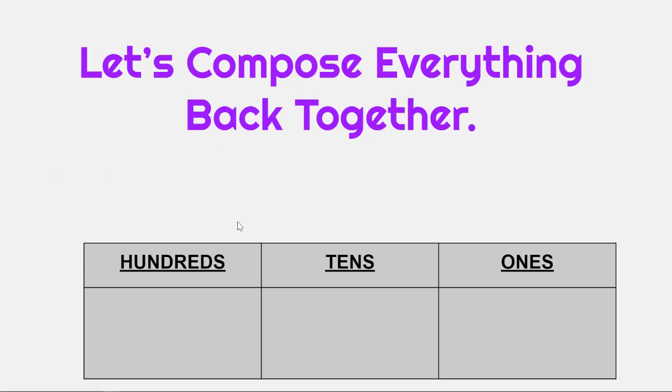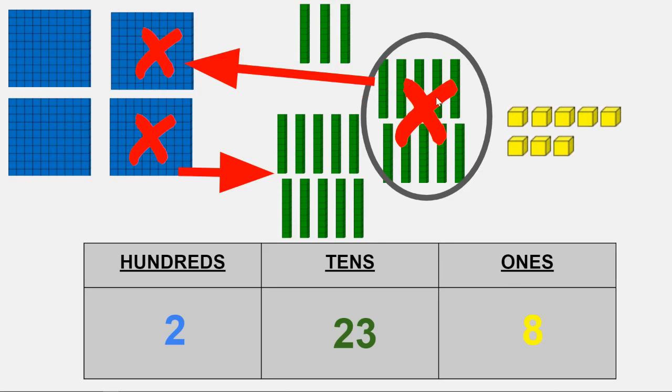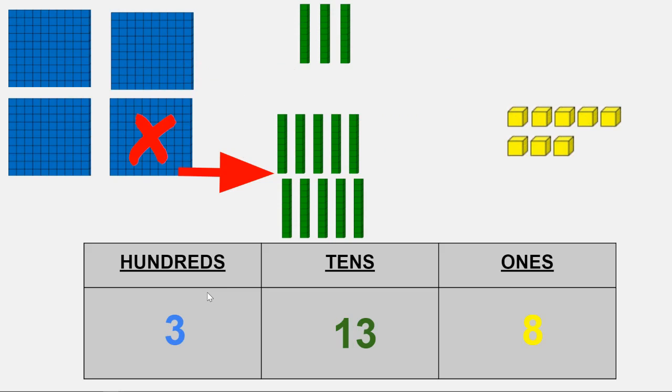Let's find out. Second graders should be able to compose everything back together again. So let's do that. So we have, again, our 2 hundreds, 23 tens, and our 8 ones. Let's start by composing 10 tens back into one of our hundreds. Let's change our place value chart. We now have 3 hundreds. We only have 13 tens, not 23 tens, because we took away 10 tens and turned it into 100, and we still have 8 ones.